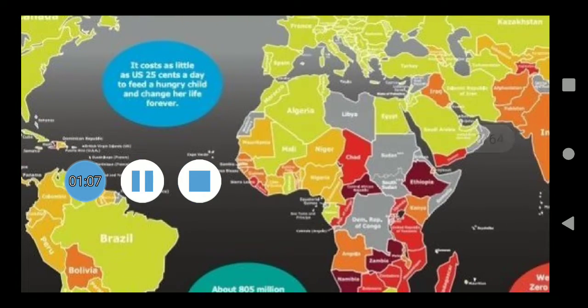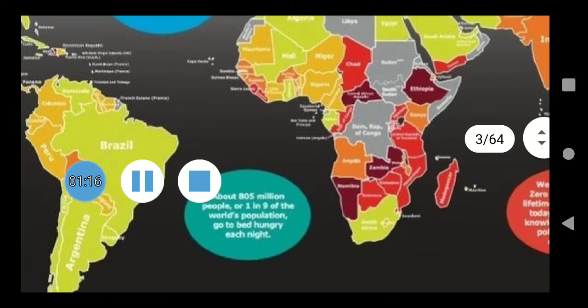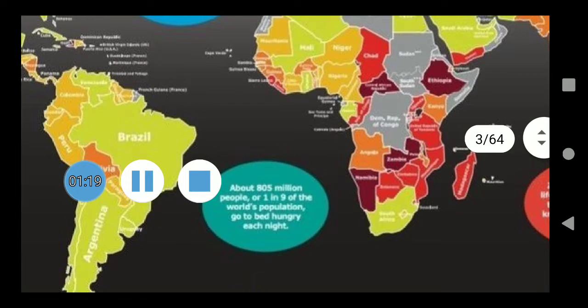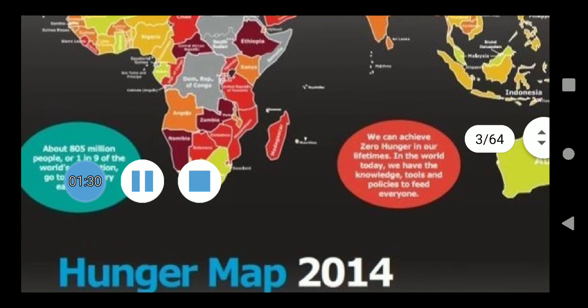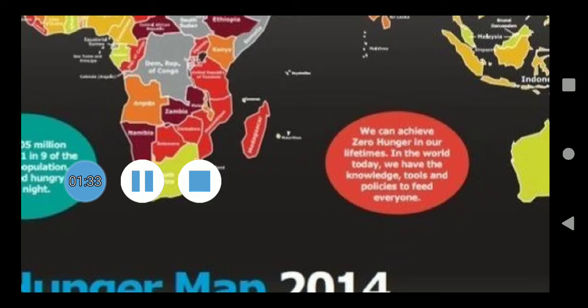About 80 million people, one out of 9 in the world population, go to bed hungry each night. We can achieve zero hunger in our lifetime. In the world today, we have the knowledge, tools and policies to feed the countries.